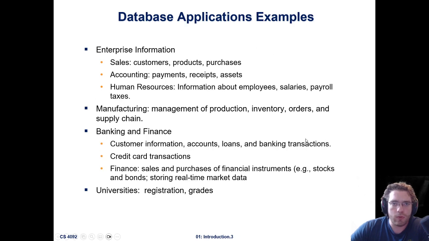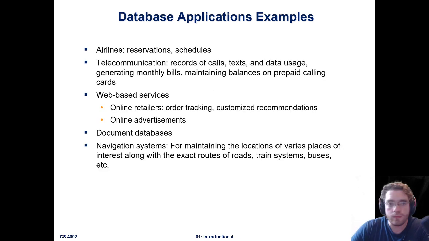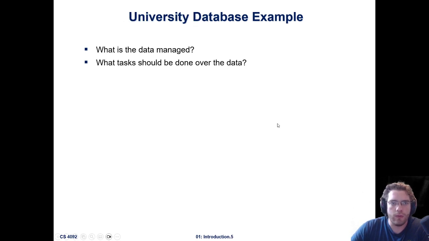Some examples of these, definitely what we've seen already. For instance, in enterprise sales, as I said earlier, Amazon has some aspects of this. Database systems also have very sensitive information, such as in banking. So loans, transactions, and stuff like that can be stored in databases as well. And there are also web-based services too.